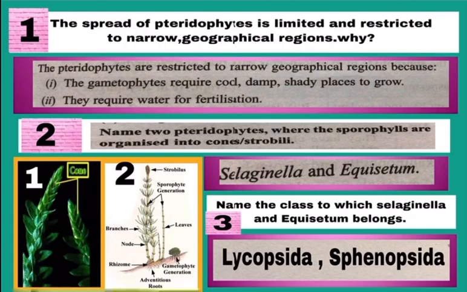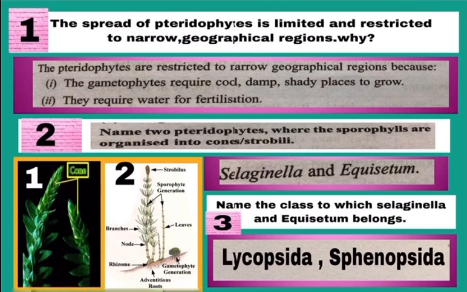Question number 2. Name two pteridophytes where sporophylls are organized into cones or strobili. The two pteridophytes are Selaginella and Equisetum, where sporophylls are organized into cones. You can see the diagram number 1 of Selaginella and diagram number 2 of Equisetum showing cones. Pteridophytes have sporangia present and they are covered by leaf-like appendages called sporophyll.